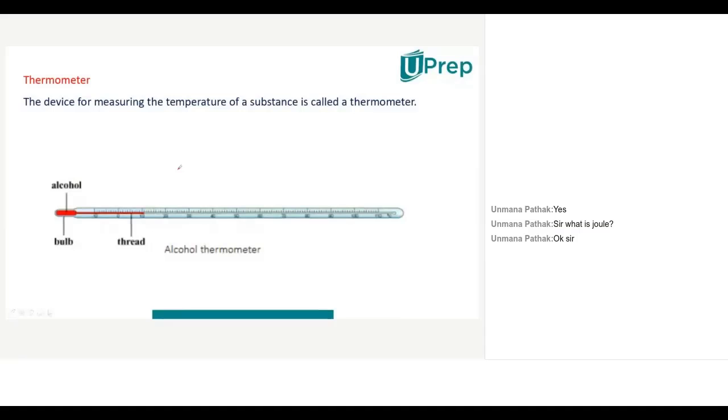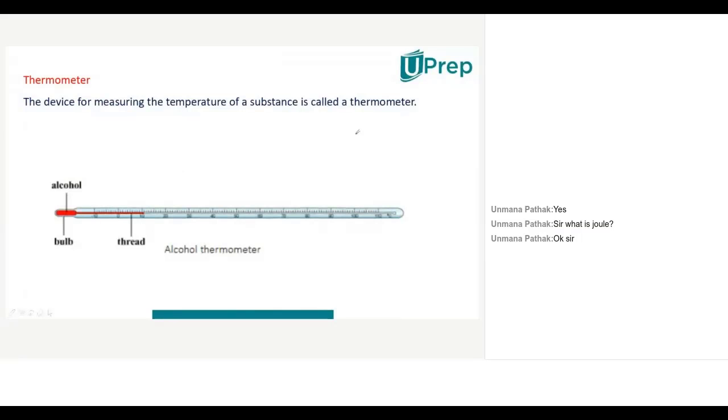Okay. Right. So now temperature means what? The degree of hotness or coldness. Very good. The degree of hotness or coldness of an object will be called temperature, and this temperature will be measured by using a device called what? Thermometer.